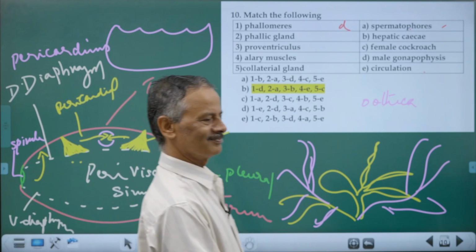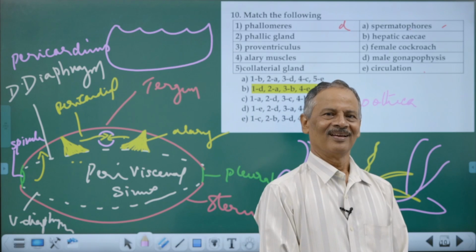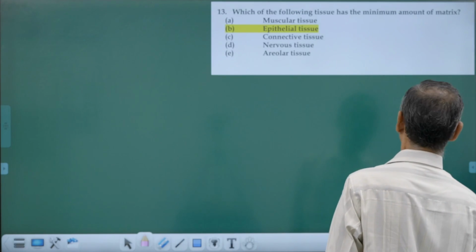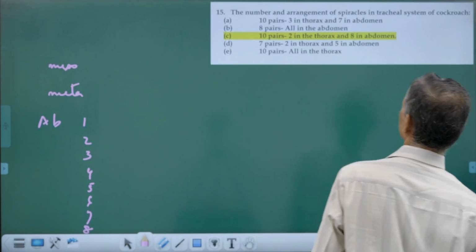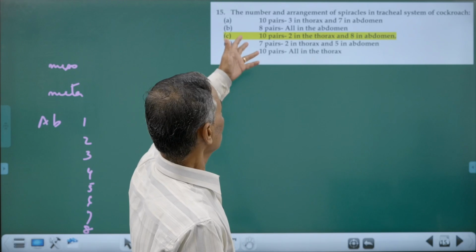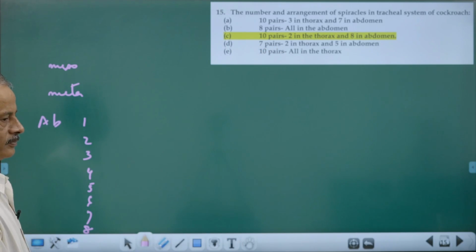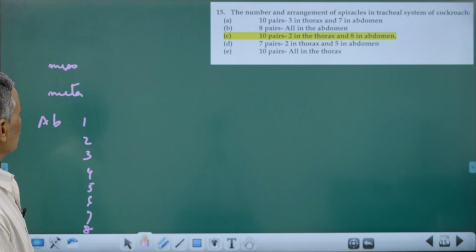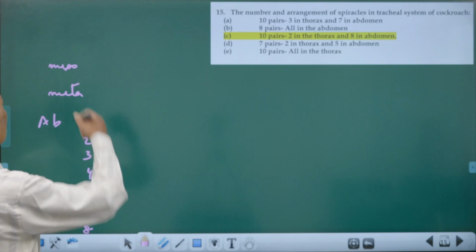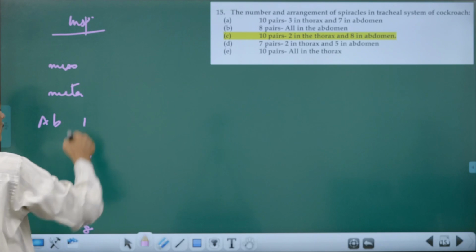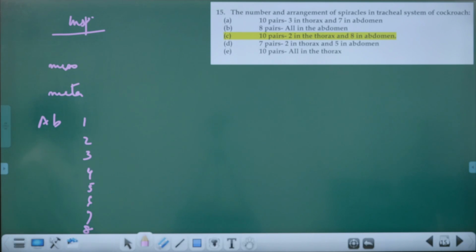You get it? And these spiracles are opening to the tracheal system. 10 pairs, 2 in thorax, 8 in abdomen. Clear? And through all these 10, inspiration occurs. They will be using all the 10 pairs for taking in air.